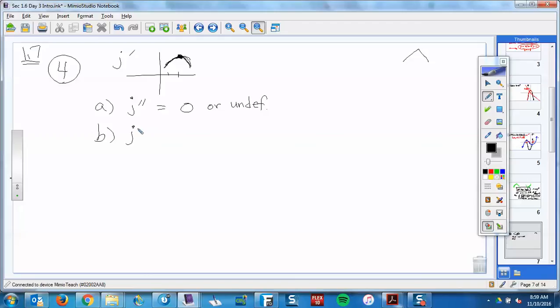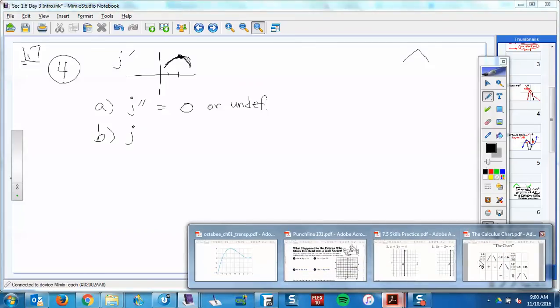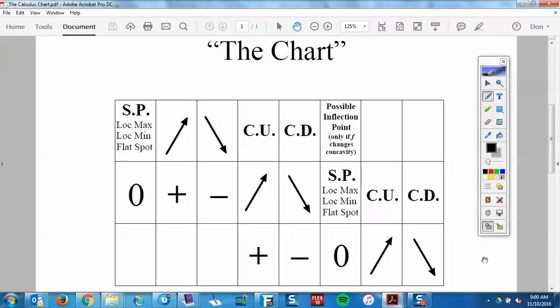Not because of this, but because they told you j prime was a local max, right? Remember, we said only if j prime was a flat spot would that be a problem. It could be that, but that's okay, because look, let's go to the chart. Again, it all comes back to the chart, right? We have the j prime graph, it's a local max, right? So whether it's a V or a parabola, right?